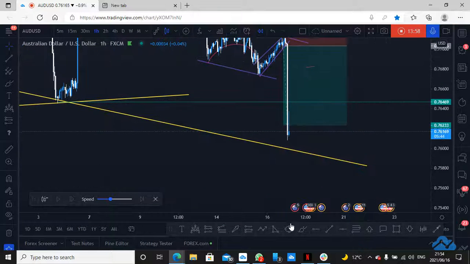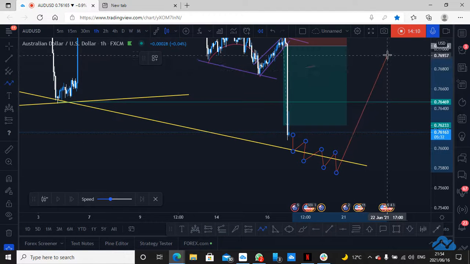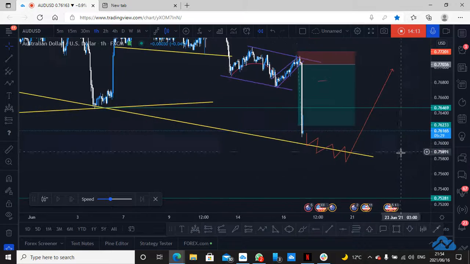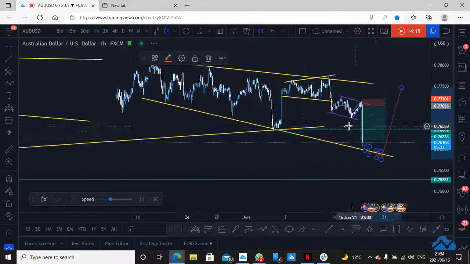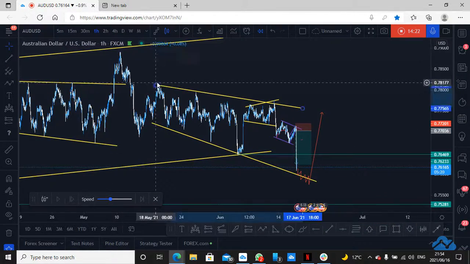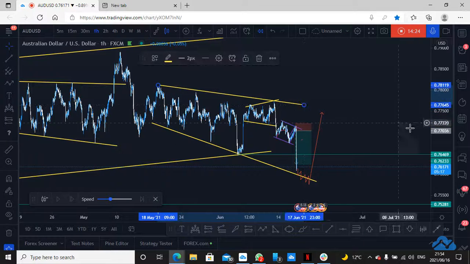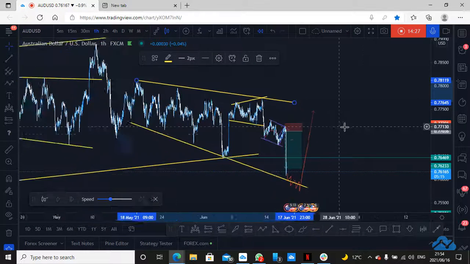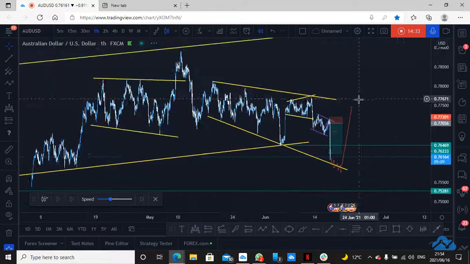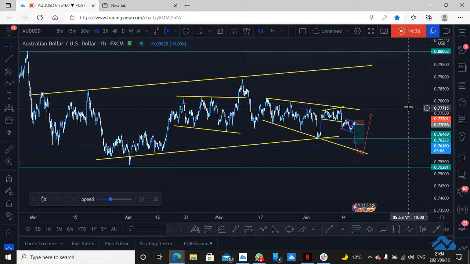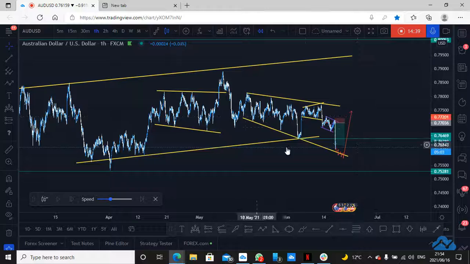our corrective structure should be like this. Maybe for about 6 hours, and then we can start to look for more buy opportunities to the upside, because overall this whole structure has the highest probability of playing out. Overall we are looking for buys, okay, long-term buys.